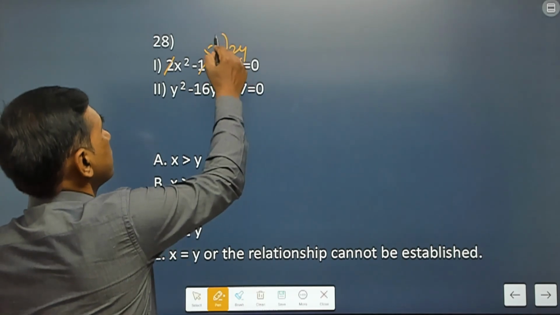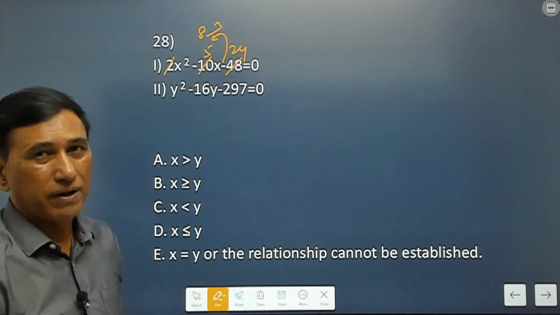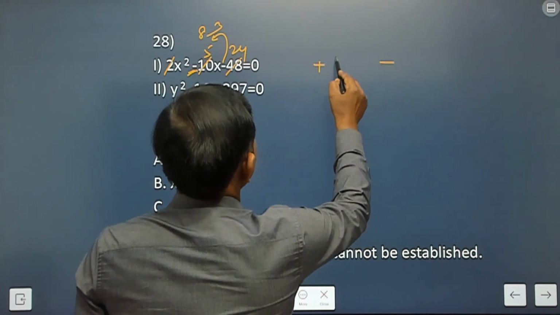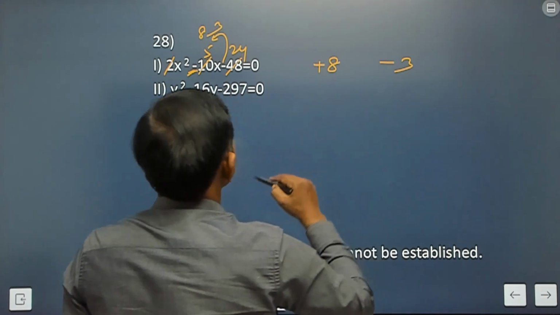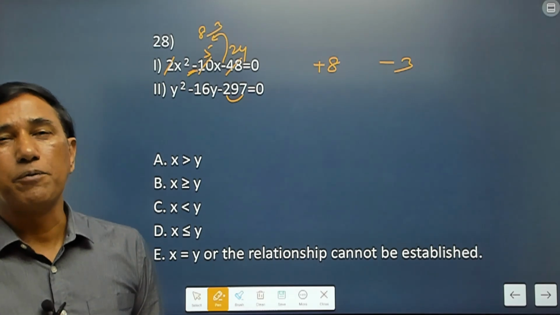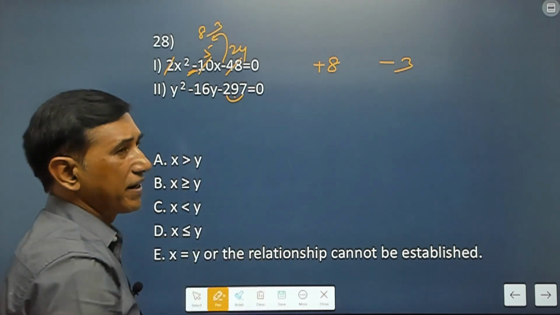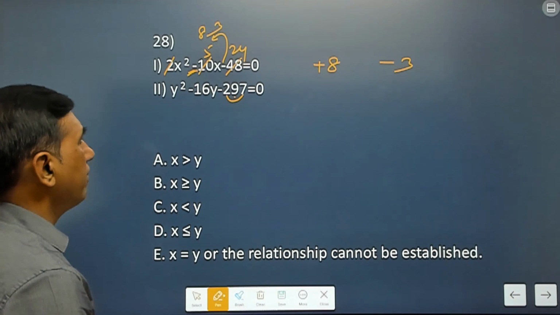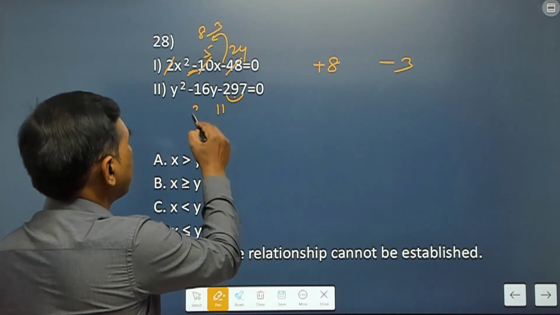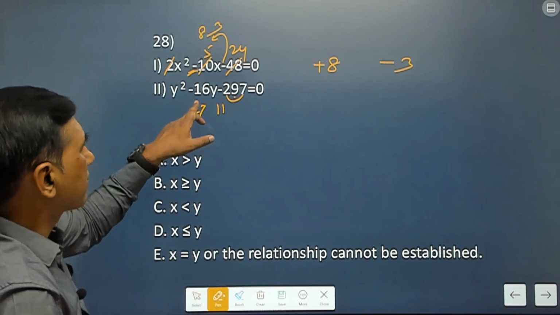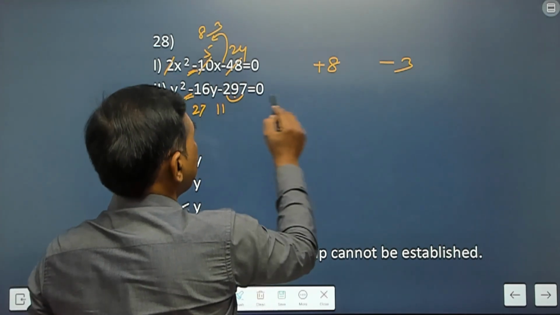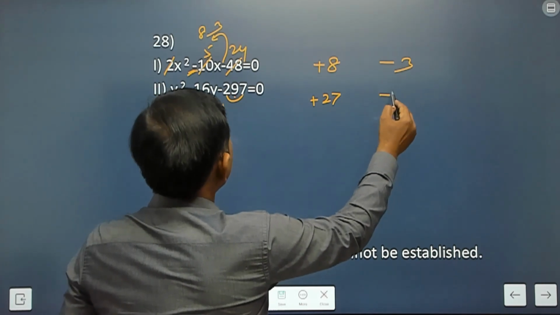Since it is minus 8 and 3, 8 minus 3. Since it is minus, so plus minus. Plus 8, minus 3. Here, this is multiple of 11. 2 plus 7, 9, minus 9, 0. It is multiple of 11. So, one has to be 11, so another one will be 27. 27 minus 11 is 16. 27 into 11 is 297. Since it is minus, so plus 27 minus 11.